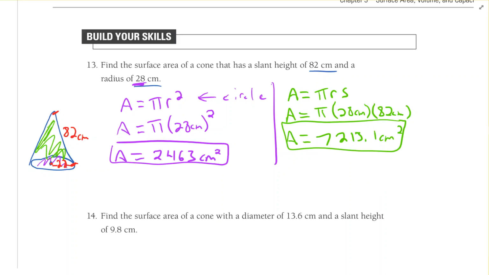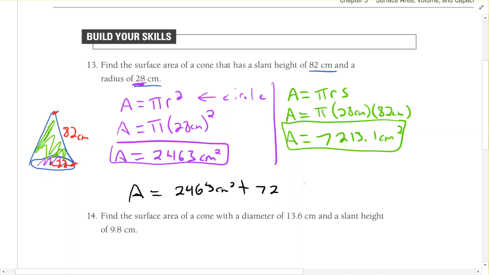And then the last thing, we just need to add those together because we want the total. So adding those together, area equals 2,463 plus 7,213.1 centimeters squared. So the area is equal to 9,676.1 centimeters squared. And that's my answer.